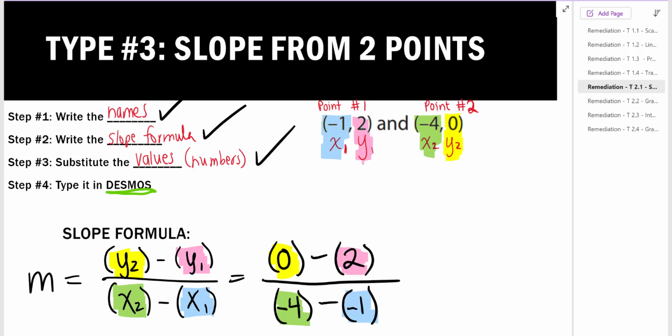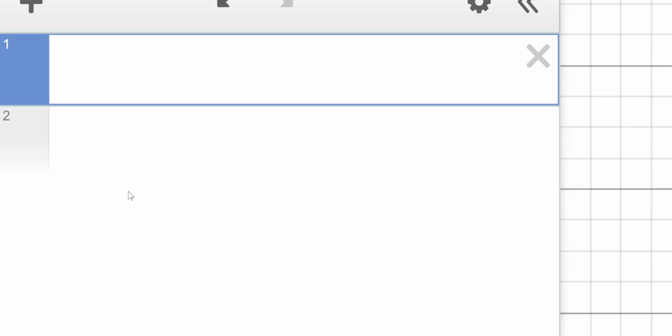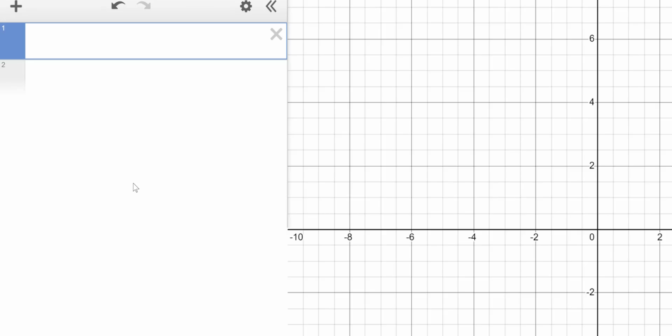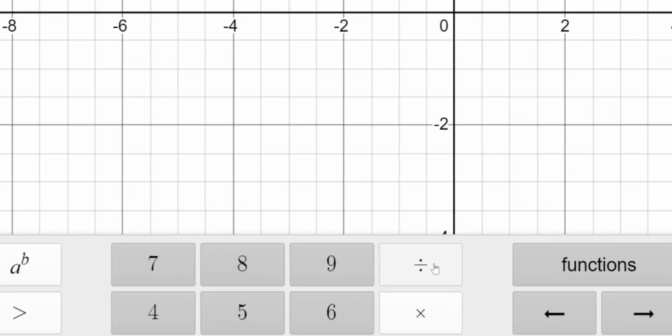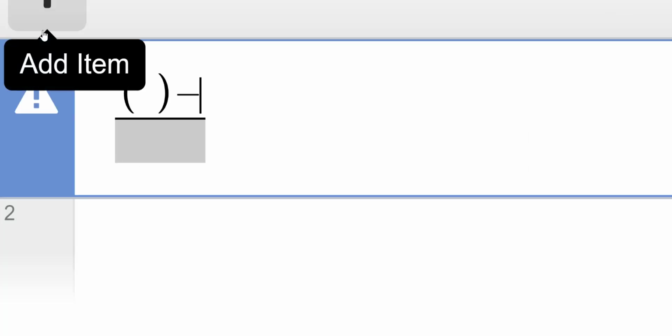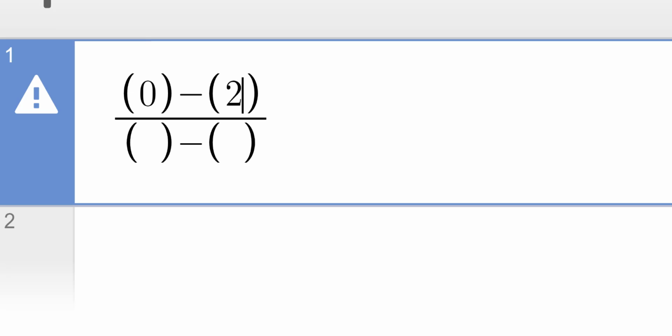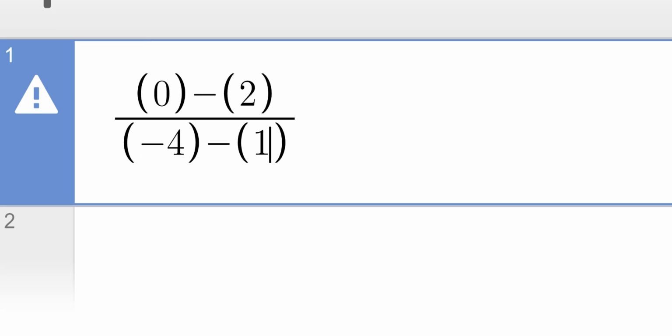So now I finished step 3. Step 4 is I need to type this in Desmos. So el último paso es necesitamos escribir este en Desmos. So open Desmos. So remember, if you're on Desmos, click the division button to get a fraction. And now you have the fraction here. Okay, so the numbers here is 0, 2, -4, -1.